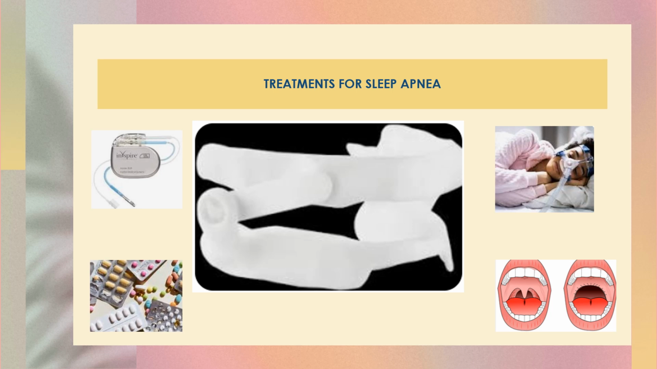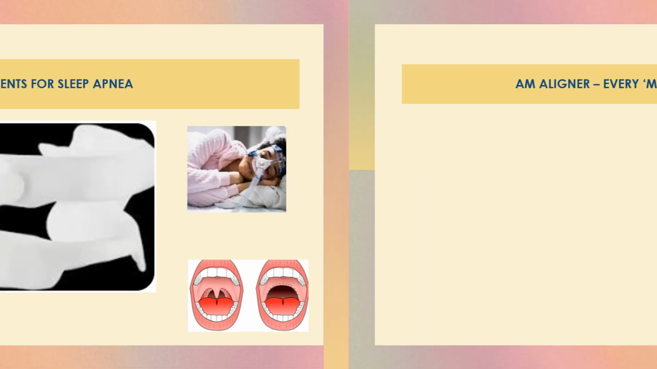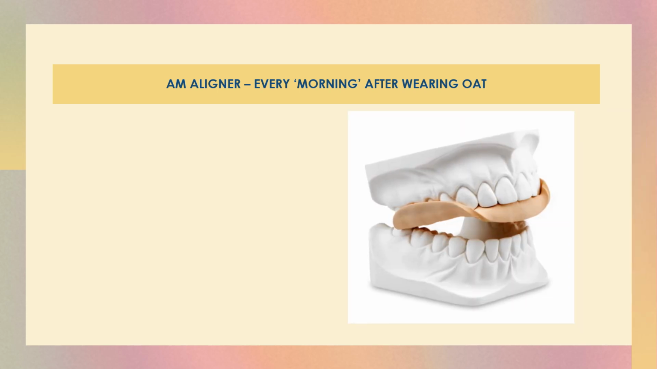Very small, very comfortable, easy to take out. For some patients, we might want to make what's called an AM aligner. AM meaning morning. So we've had that oral appliance in all night, and we know that maybe our jaw is kind of in that forward position, and we want to make sure that our patients aren't walking around like bulldogs. So we will make them this AM aligner, and you can see the picture of it right here.